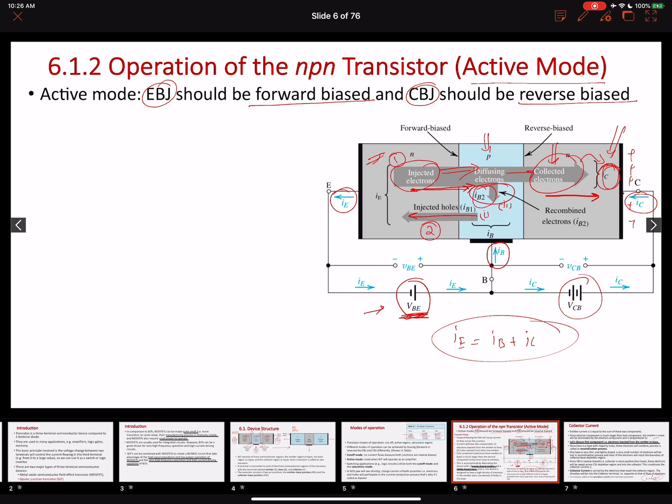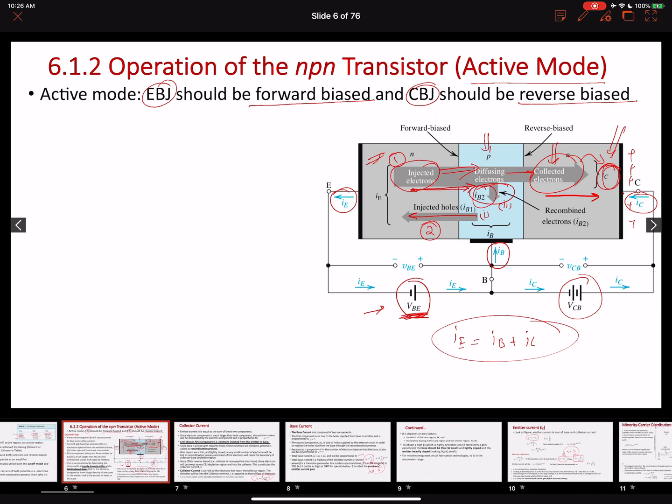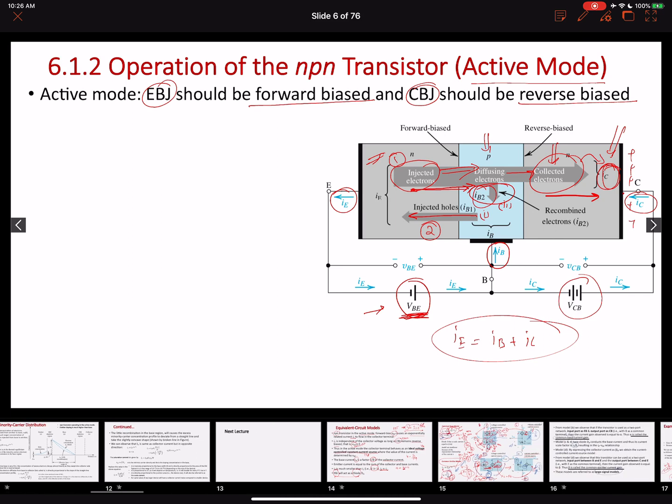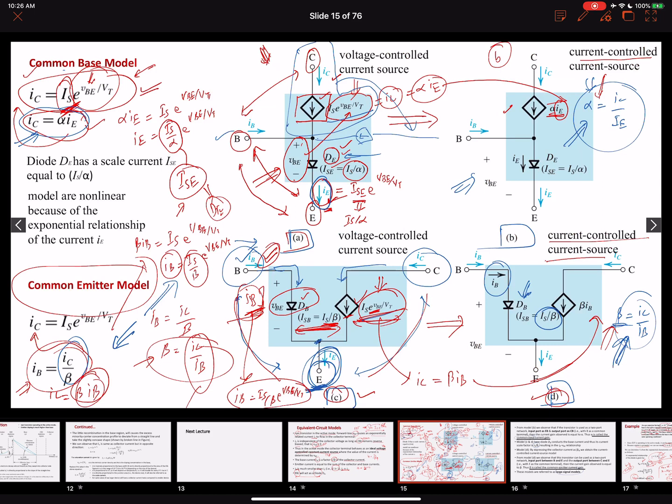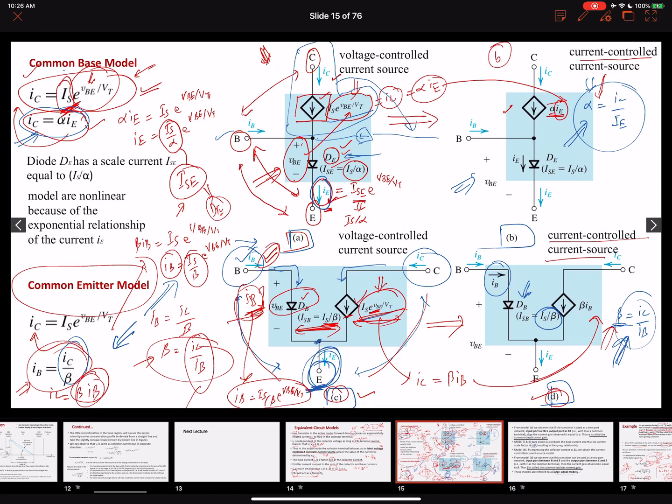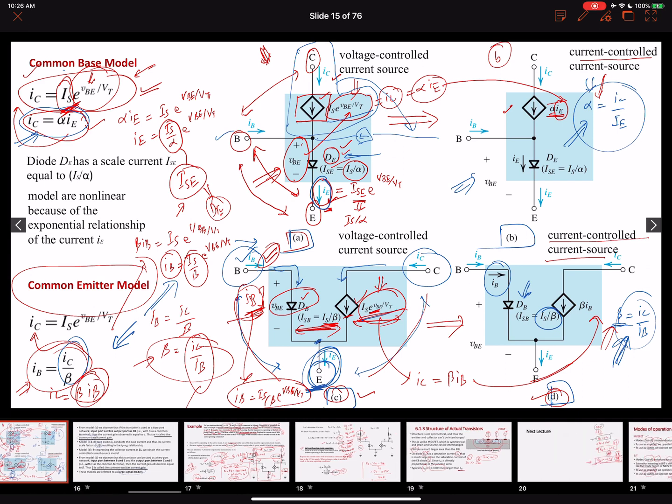This was done for the NPN transistor, and today we are going to look at the PNP transistor, and we will realize that it is very similar. We also developed equivalent circuit models of the NPN transistor. Today we are going to do it for a PNP transistor too.